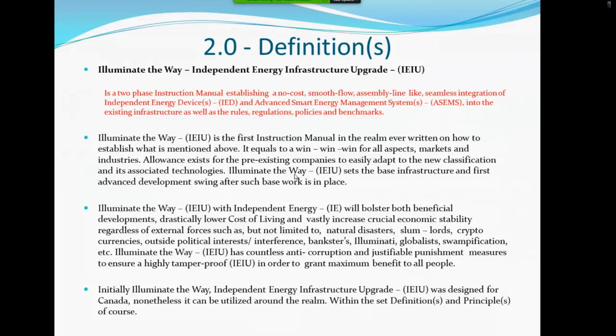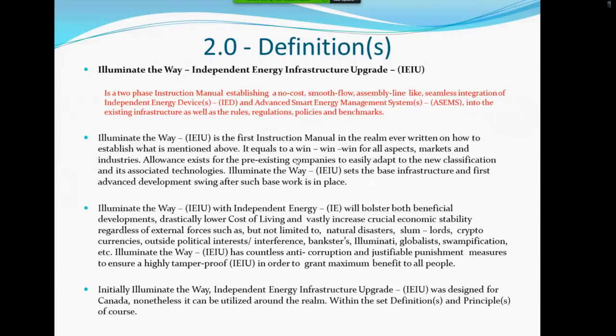So Illuminate the Way with independent energy will bolster both beneficial developments, drastically lower cost of living, and vastly increase crucial economic stability, regardless of external forces such as, but not limited to, natural disasters, slumlords, cryptocurrencies, outside political interests and interference, banksters, Illuminati, globalists, swampification, etc. Illuminate the Way independent energy infrastructure upgrade has countless anti-corruption and justifiable punishment measures to ensure a highly tamper-proof independent energy infrastructure upgrade in order to maintain and grant maximum benefit to all people.